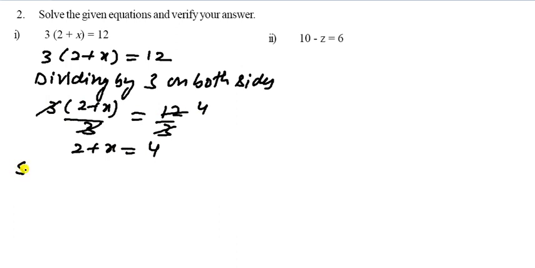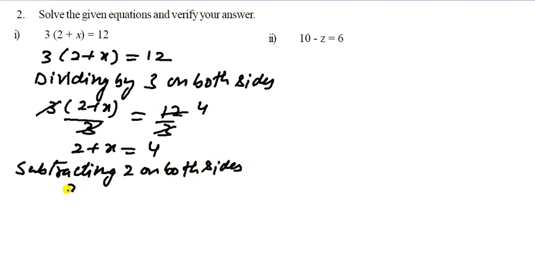Now subtracting 2 on both sides. So it is 2 plus x minus 2, and here is 4 minus 2. So 2 will be cancelled out. So we get x equal to 2. So 2 is your answer.